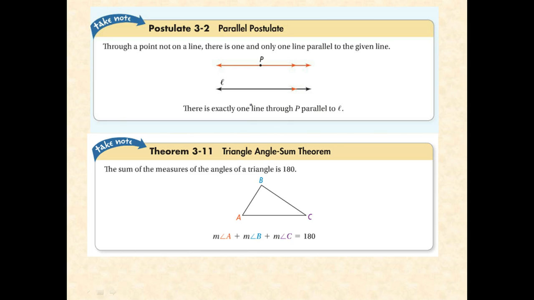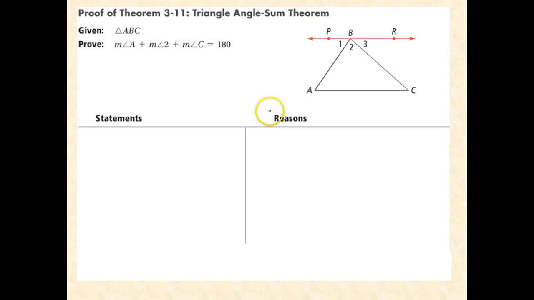Theorem 311 is the triangle sum theorem. It says that the sum of the measures of the angles of a triangle is 180. So in this picture, measure of angle A plus measure of angle B plus measure of angle C equals 180. We need this guy to prove that. Let's do it. Given any triangle ABC, prove that the measure of angle A plus the measure of angle 2 plus the measure of angle C equals 180.